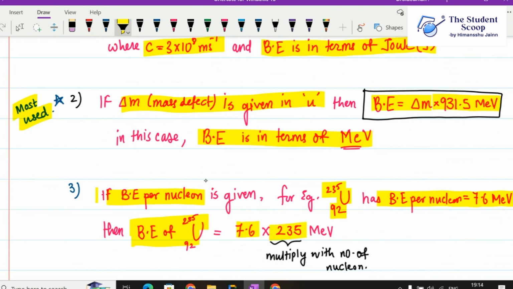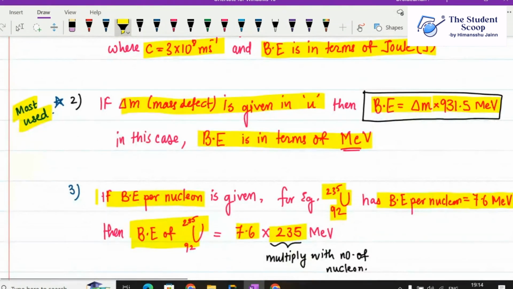Okay, so in some questions you will find binding energy per nucleon given. To get the binding energy, you need to multiply by the number of nucleons. So this is also another way to get binding energy. These are the three ways they can probably ask, and we have seen how we can get binding energy. Okay.